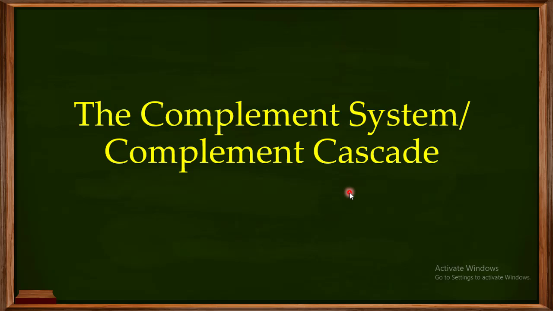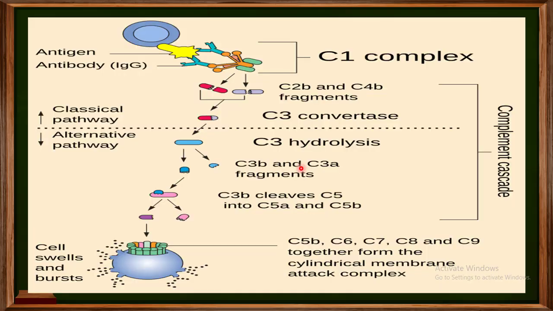In this particular video, we are going to talk about the complement system, which is also known as the complement cascade. This is an overall view of the complement system, and you can see the different components of the complement pathway in this image. Like you can see the C1 complex, the C3 convertase, the C3b, the C6, the C7, which are the different components of the complement system. Don't worry about them. We are going to discuss them in detail, how these components combine with each other to give you a complement system.